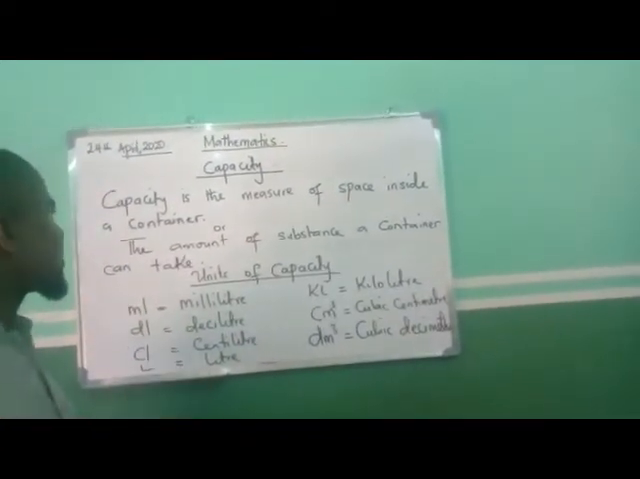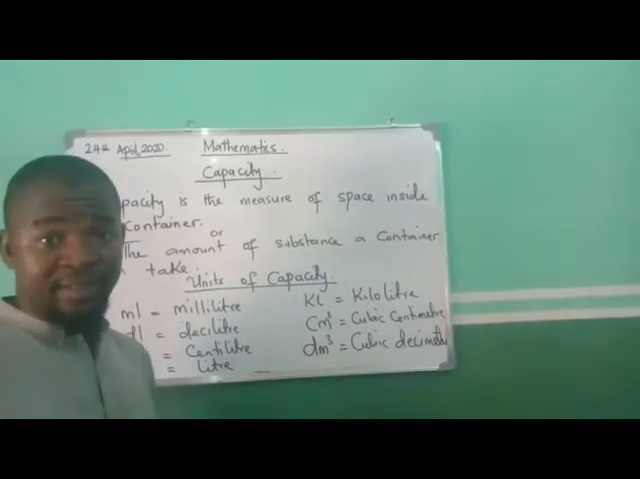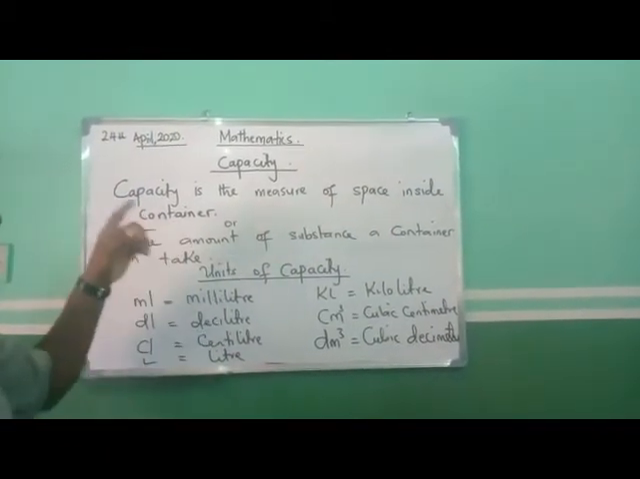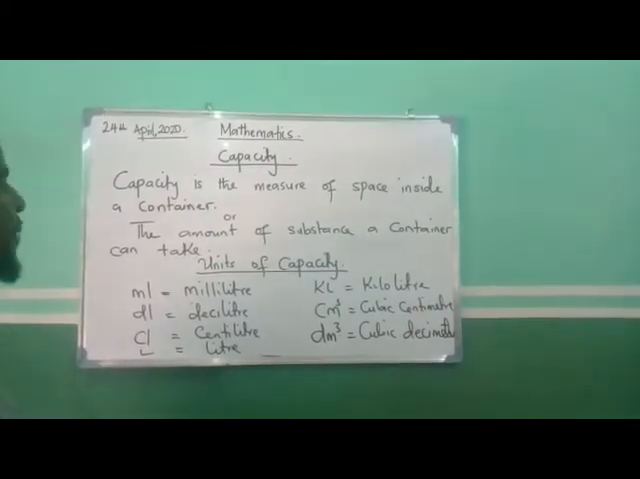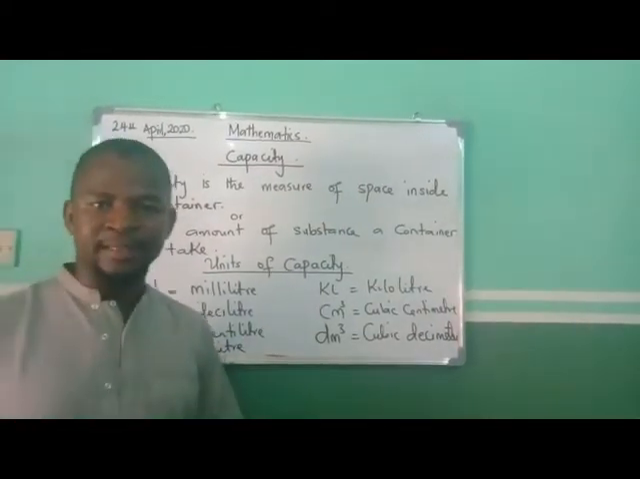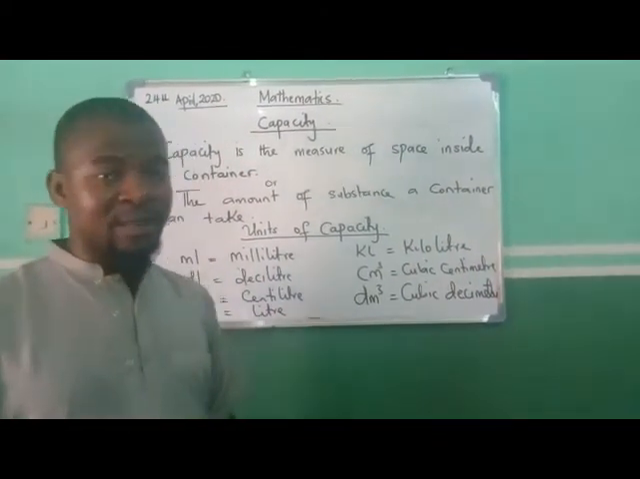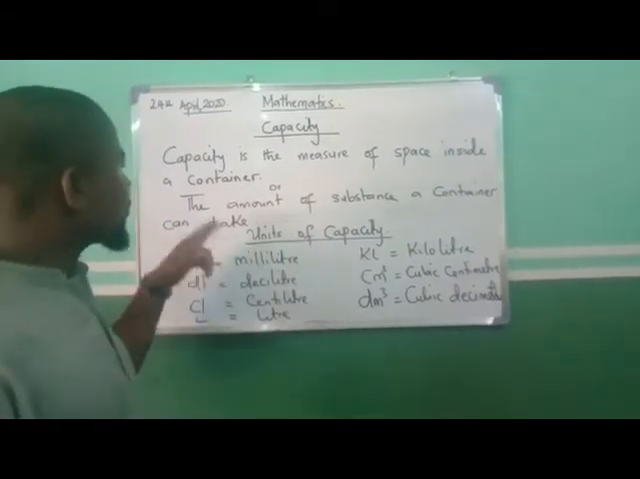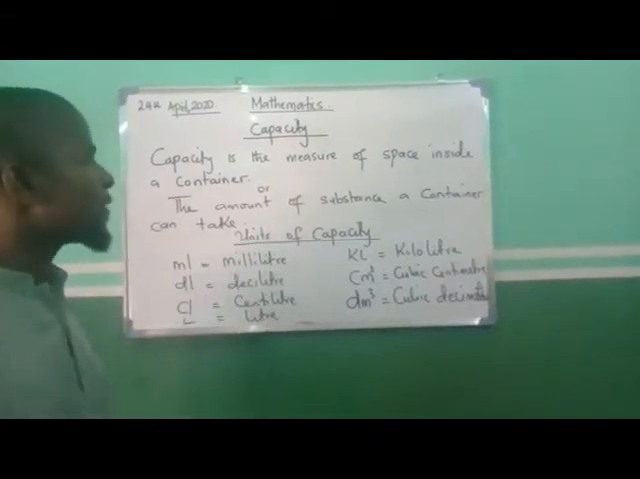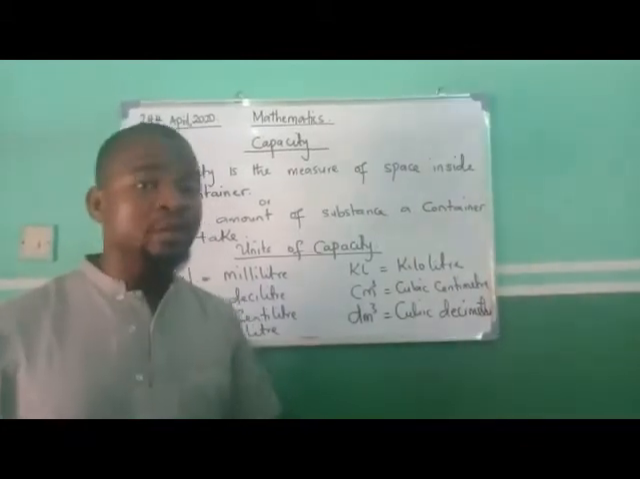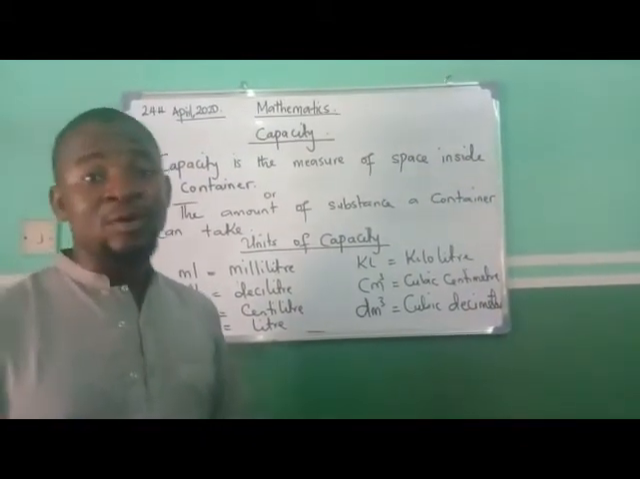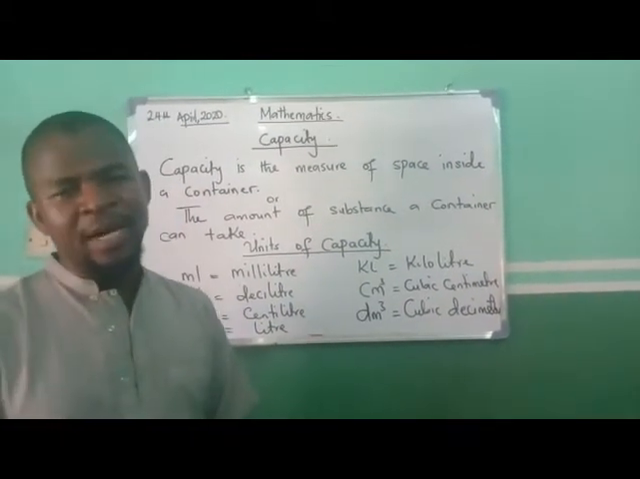So, to start with, it's essential for us to know the meaning of capacity, just like what you have seen on the board here. Capacity is the measure of space inside a container. A measure of space inside what? A container. It could also be defined as the amount of substance a container can hold. The amount of substance a container can what? Take. This is what we mean by capacity.